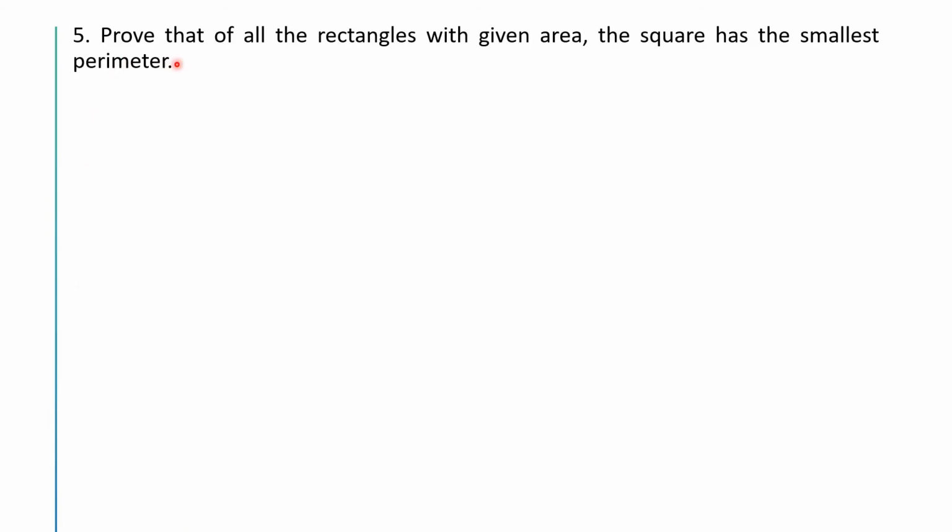Next question, prove that of all the rectangles with given area, the square has the smallest perimeter. So here it is given of all the rectangles with given area. So which means area is constant. We have to prove that for all the rectangles with given area, the square has the smallest perimeter. Perimeter is nothing but the sum of the sides of the rectangle here.